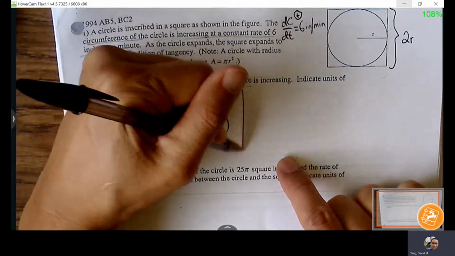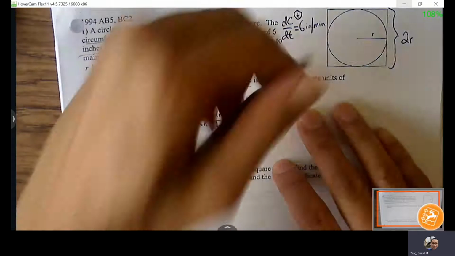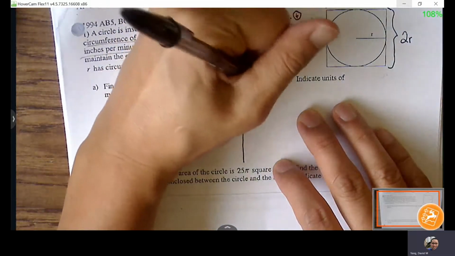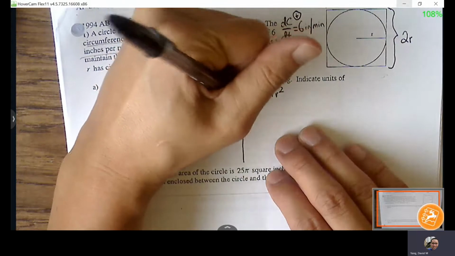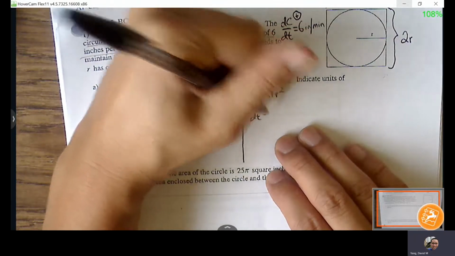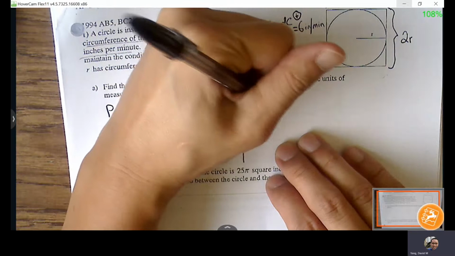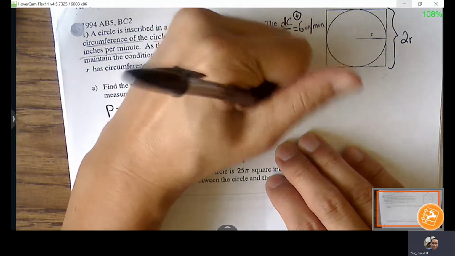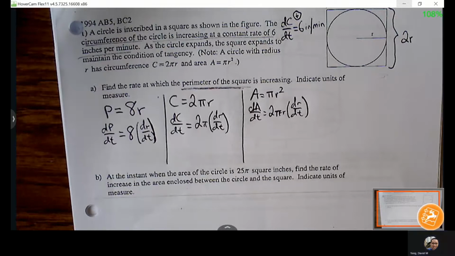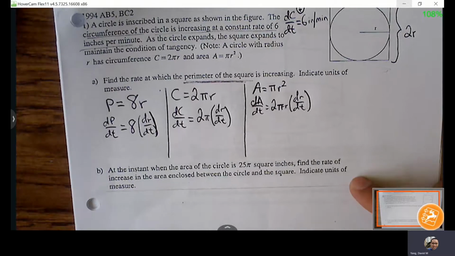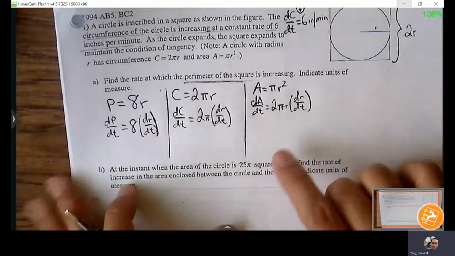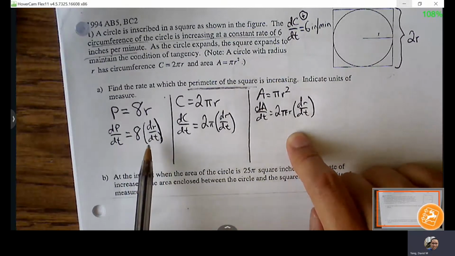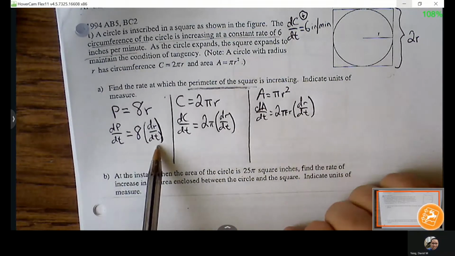Maybe we don't need this, but let's get this out of the way too. A is pi r squared. We'll find its derivative just in case we need it. A becomes dA/dt. Pi r squared becomes 2 pi r dr/dt. So we're finished with all the calculus for part A. Is there a link for us to maybe get to this dr/dt? What do you think?